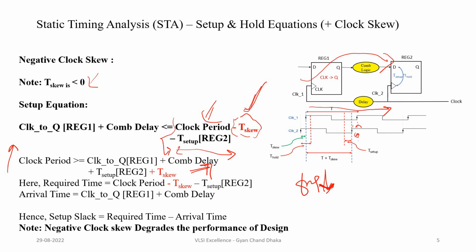Now the setup slack will become required time minus arrival time. So required time has decreased, and that means our setup slack will also decrease. So negative clock skew basically degrades the performance of our design. Always remember that with negative clock skew, our required clock period to meet the setup requirement has to be increased by the T skew time, and hence the frequency of operation will decrease. So always remember, positive clock skew improves the performance of our design, meaning our design can work at a higher frequency, but negative clock skew degrades the performance.